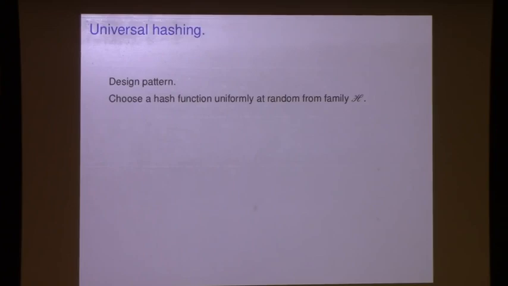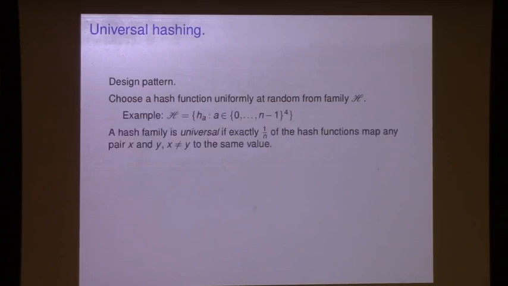So in general, for universal hashing, you want to choose a hash function uniformly at random from a family H. And what we did here: the hash family is universal if exactly 1 over n of the hash functions map any pair x and y to the same value.